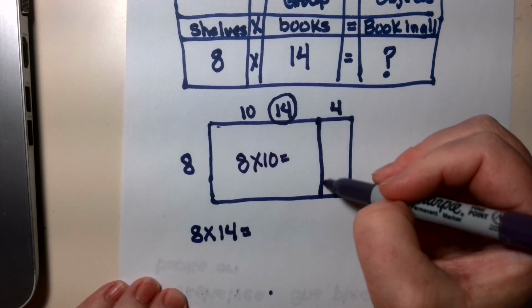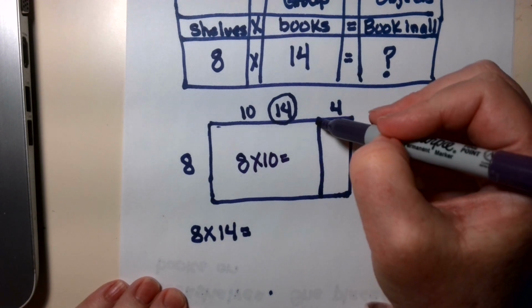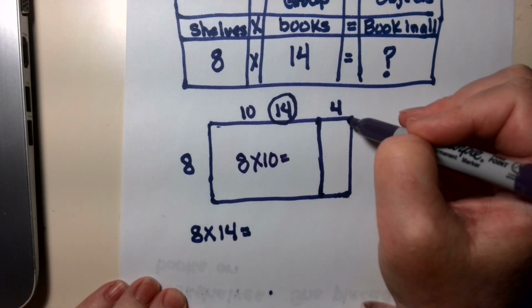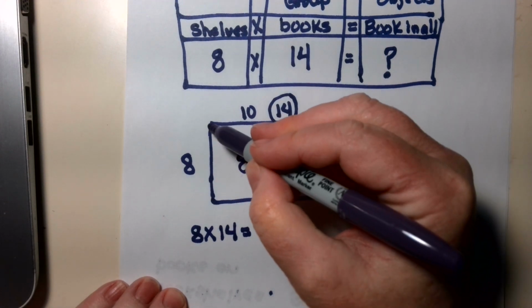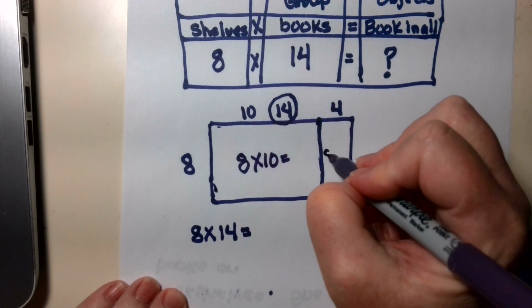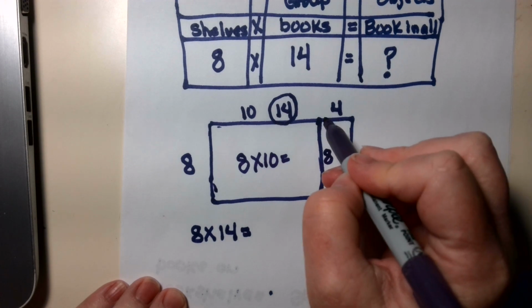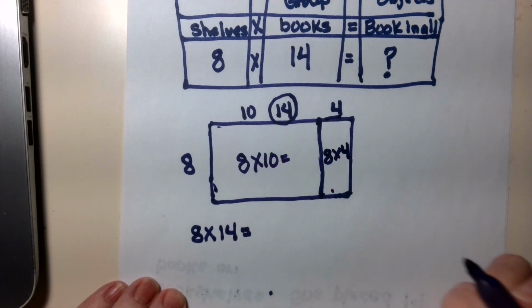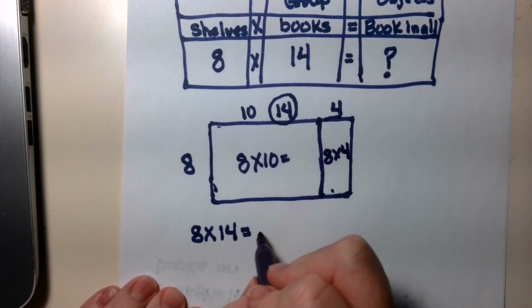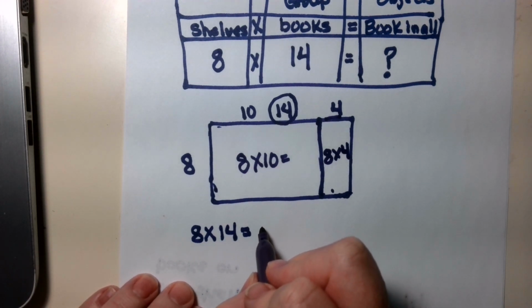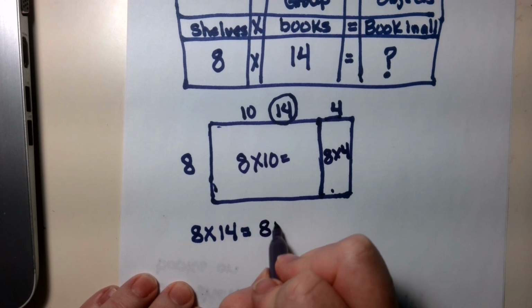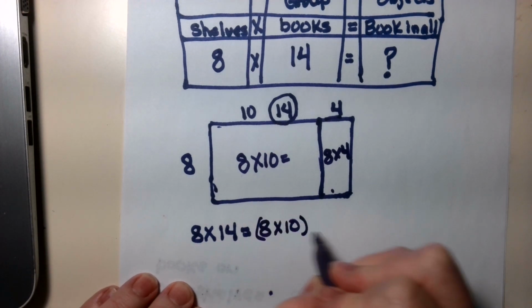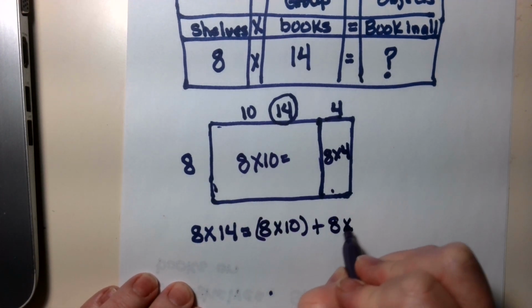And here, this isn't labeled, but I know that this line right here is the same length as this line and the same as this. So that's going to be 8 also. And it's 8 by 4. So what we've done so far is we've taken 8 times 14. We've broken it down, or decomposed it, into 8 times 10 plus 8 times 4.